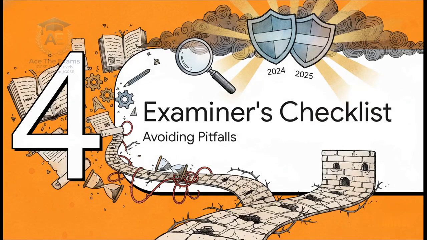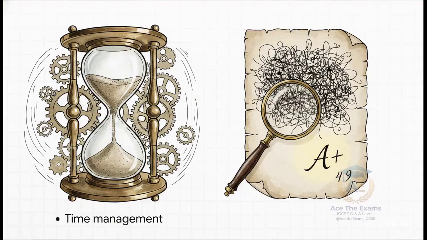Section 4. The examiner's final checklist. Avoiding the pitfalls. Let's look at some direct insider insights from the 2024 and 2025 Principal Examiner reports to shield you from the most common traps before you even walk into that exam hall. Examiners continually emphasize two silent killers of great grades, especially on Paper 2. First, terrible time management on complex questions. My golden rule? Allocate roughly 1.5 minutes per mark.